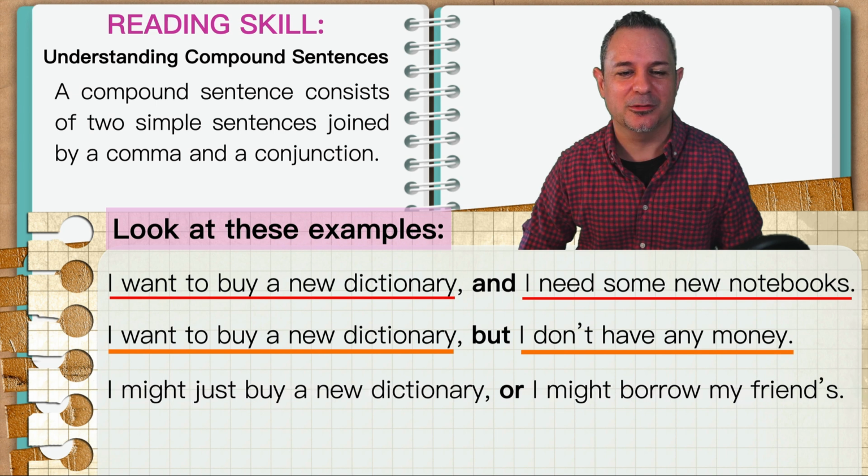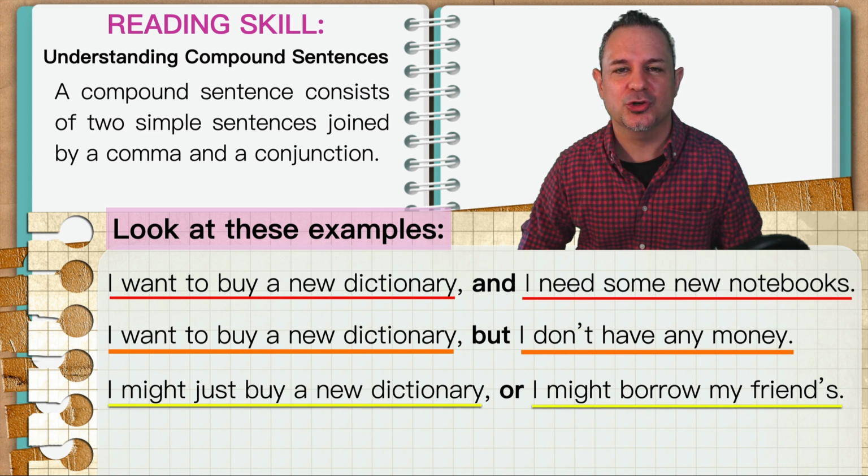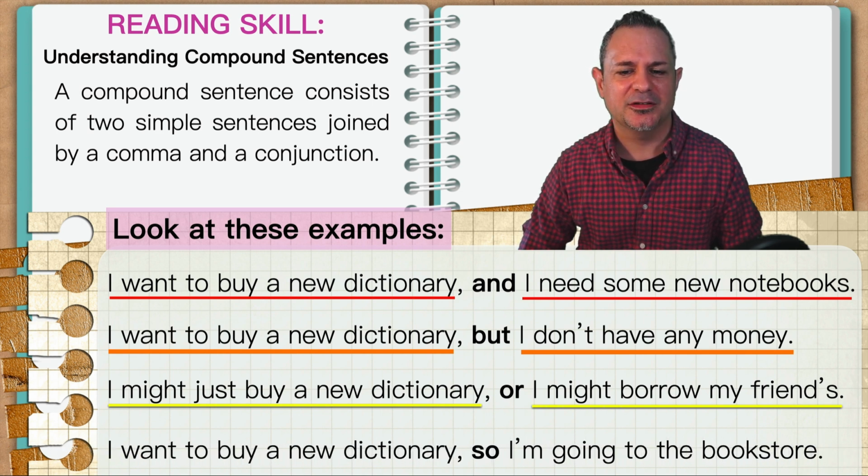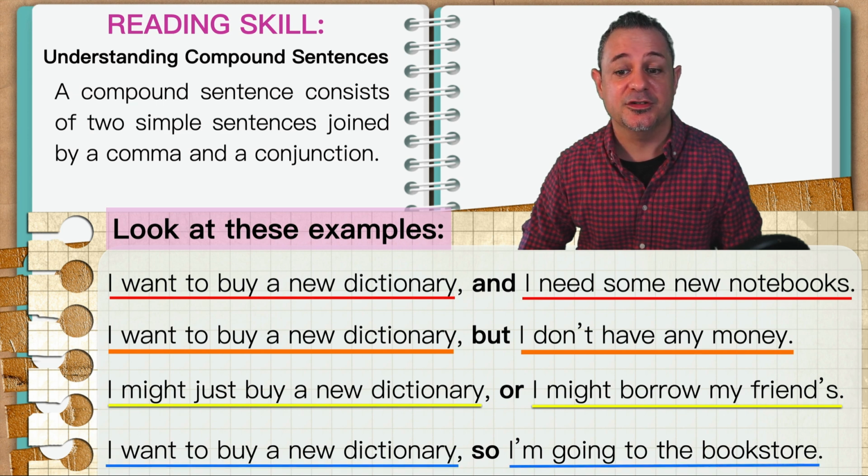Here's another example. I might just buy a new dictionary, or I might borrow my friend's. You can see the two sentences there that are joined by a comma and a conjunction, the word or. And finally, I want to buy a new dictionary, so I'm going to the bookstore. Can you see the two sentences? How have we joined them together? With a comma and a conjunction, the word so.